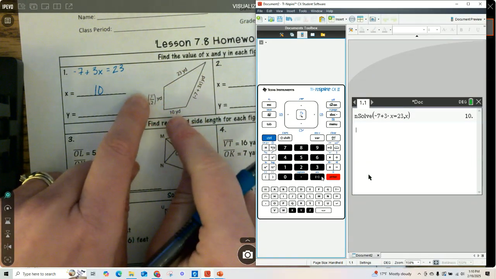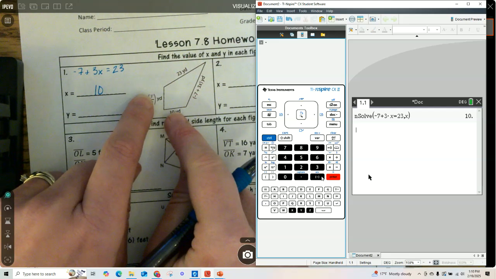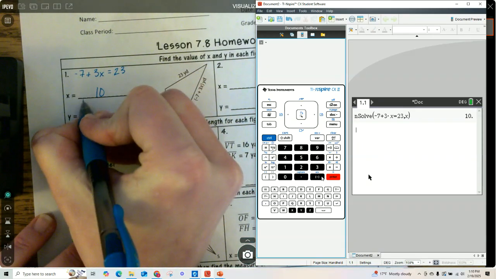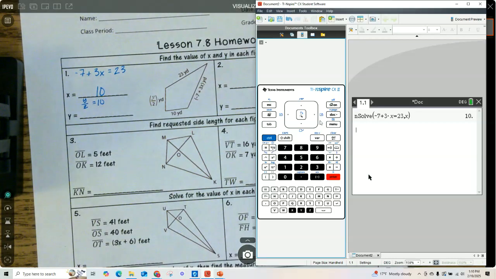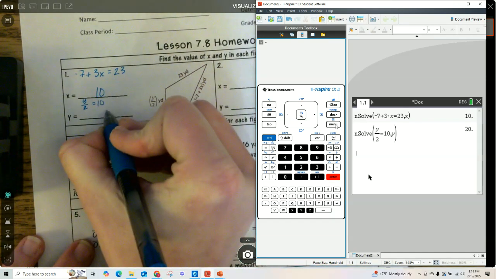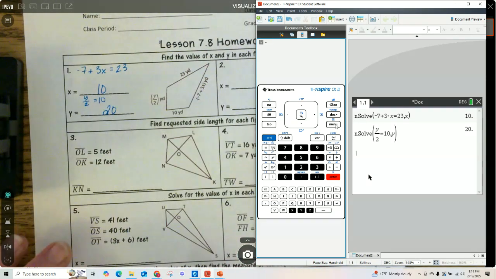And then to find y, here's the y, so I can set these two pieces equal to each other. So y over 2 equals 10. And just do the same thing, menu 3-1. So y over 2 equals 10. I just have to do comma y this time. Okay, whatever letter you're solving for, that's what you put at the end. And then y is going to equal 20. So those aren't too bad.